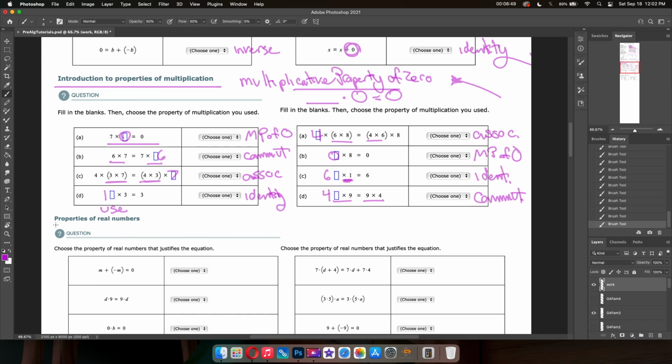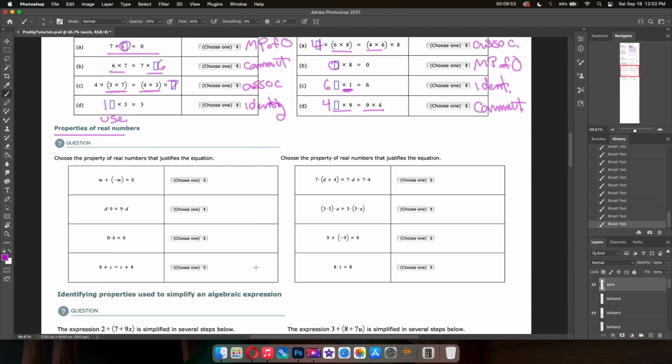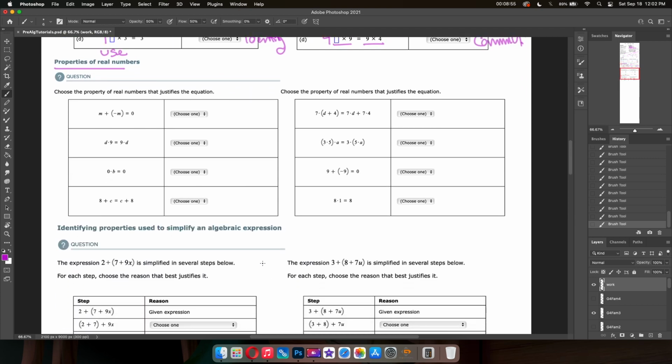Okay, and now I think that's all the main things, and now we have properties of real numbers. We finally get to dig into stuff. So, which one is this one? Well, we got 0 as an answer. And what operation is this? This is addition. So this is the additive inverse.